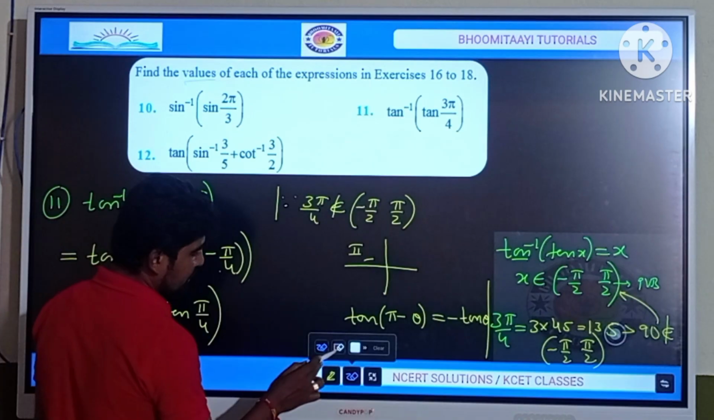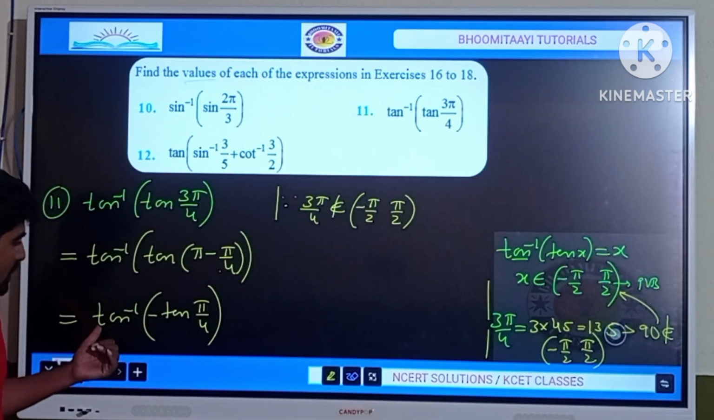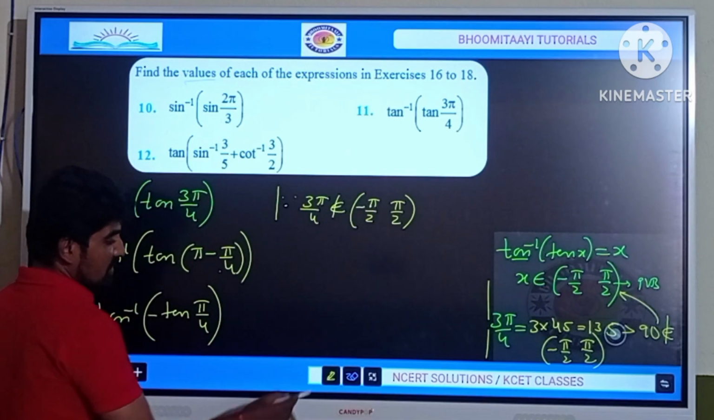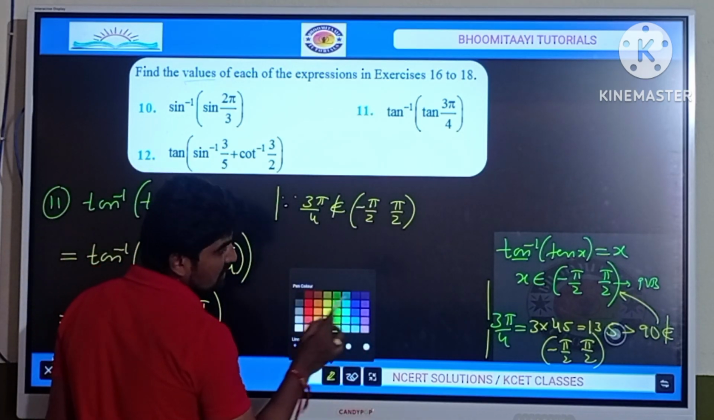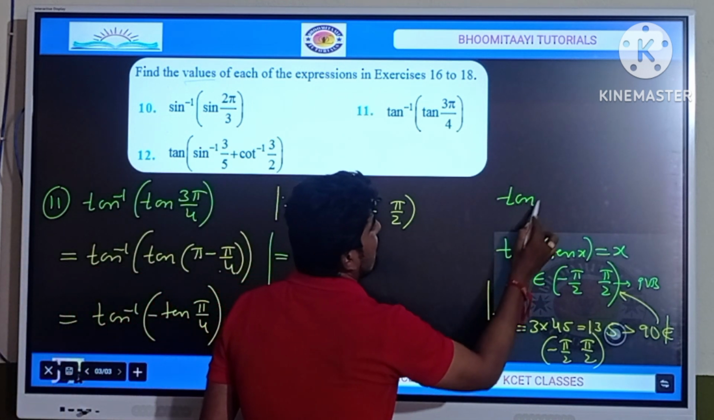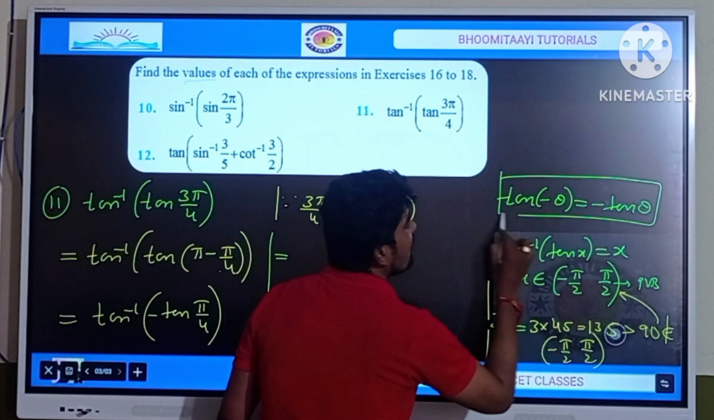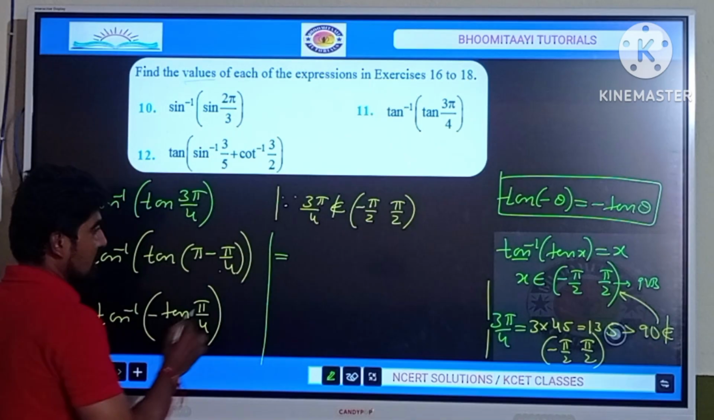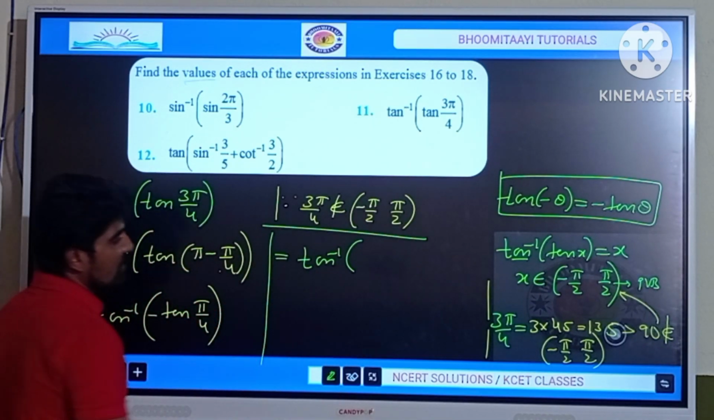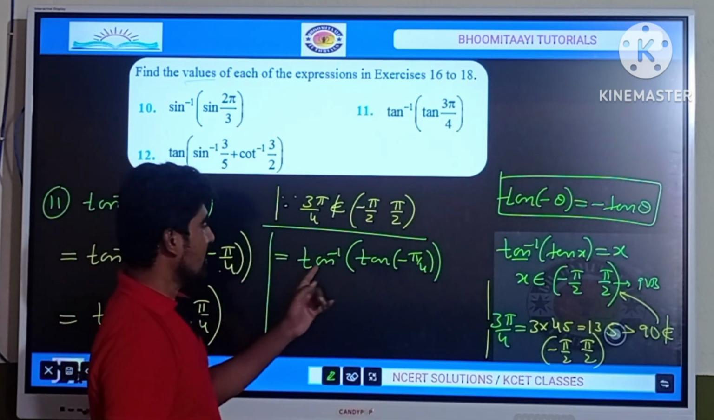Now observe here, this is not in the form of tan inverse of tan x, because it is of the form tan inverse of minus tan x. So now to convert this into the standard property format, we know that tan of minus theta is equal to minus tan theta, which is the condition of negative angles, studied in first year. So therefore tan inverse of minus tan pi by 4 can be written as tan inverse of tan of minus pi by 4. Now it is of the form tan inverse of tan x.